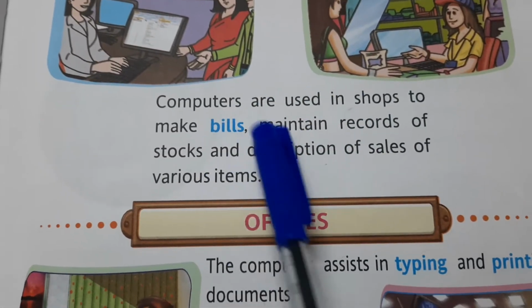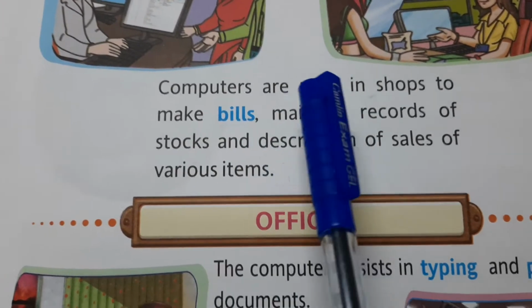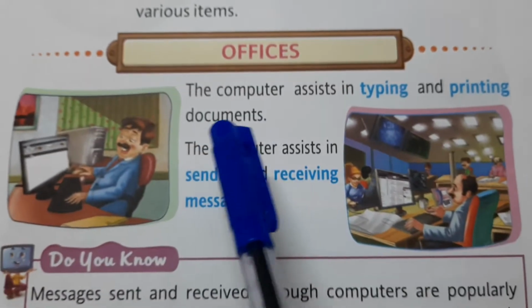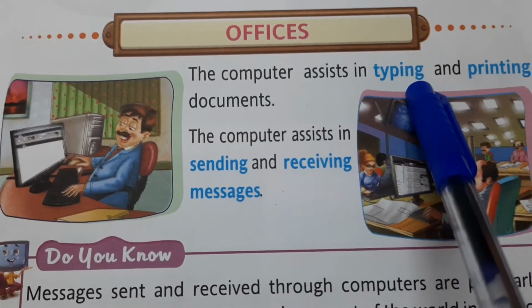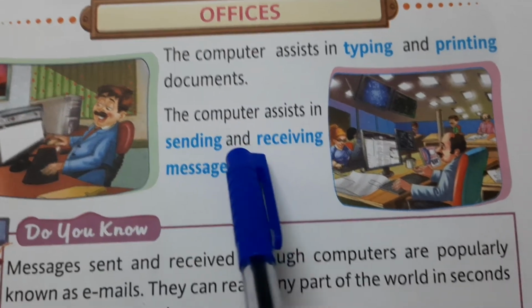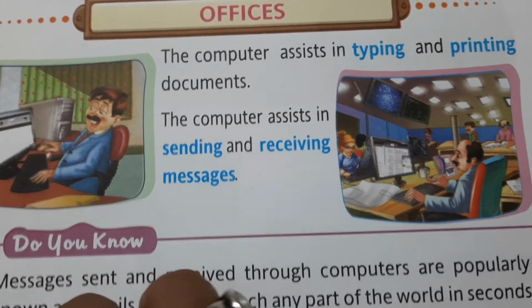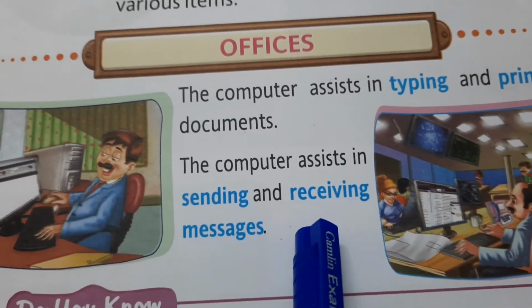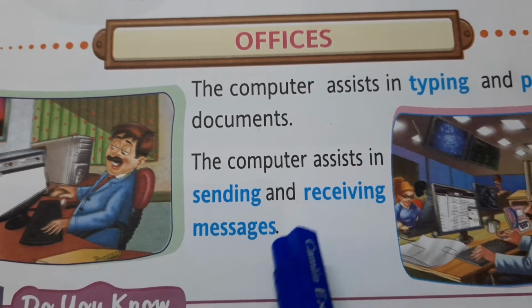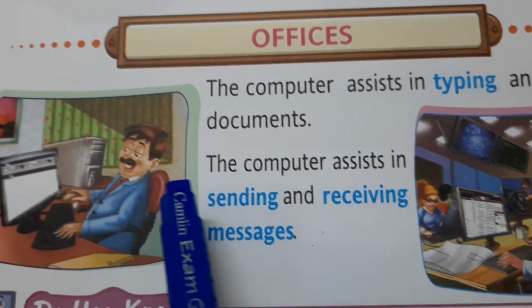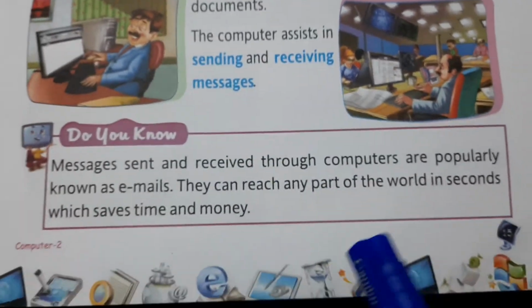In hotels also it is being used for making bills and maintaining different types of records and even the customer records. Now offices: the computer assists in typing and printing documents, so we can type and also take printouts of various documents. The computer assists in sending and receiving messages among people in the same office, or in different offices in different parts of the country or the world. So it is very useful in offices as well.